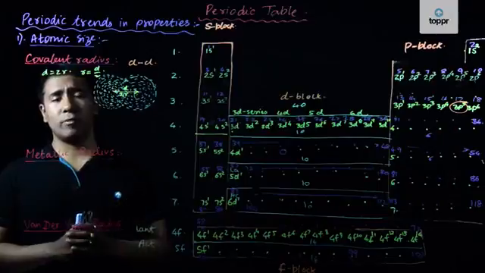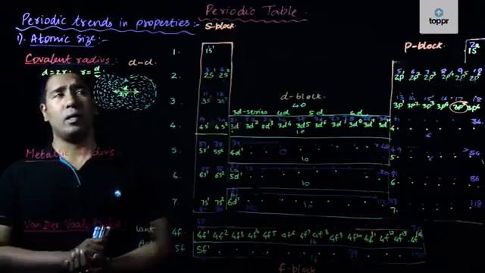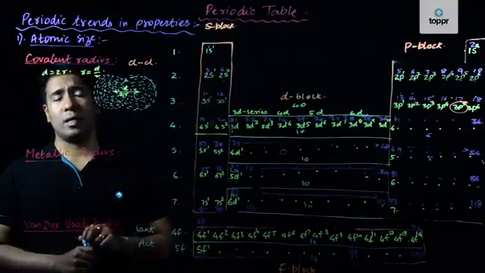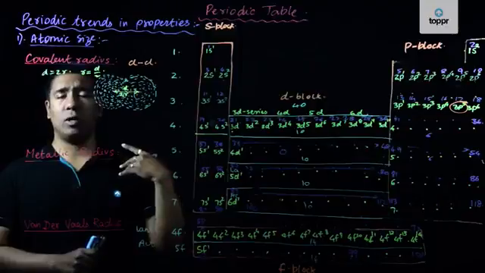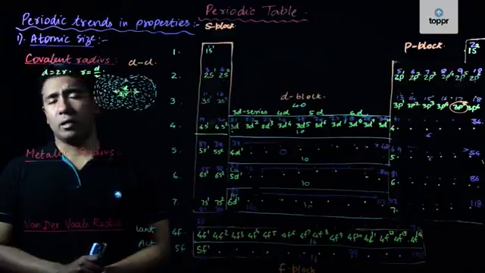So in the next video, my dear friends, we will be looking at the exact trend in the properties, that is, exactly what happens in terms of atomic size if we go left to right or up to down in the periodic table, looking at the different types of atoms.